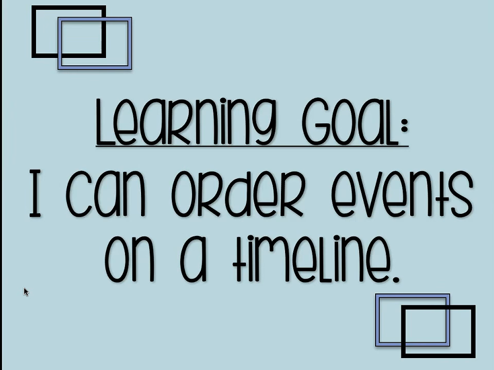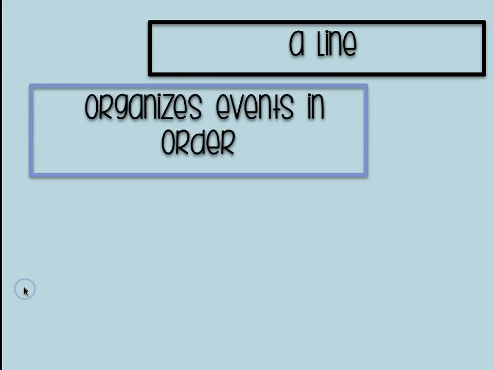Okay, so what is a timeline? Well, a timeline is exactly what it says. It's a line. Good name, huh? It's a big long line, and what it does on that line is it does important work. It organizes events in order.